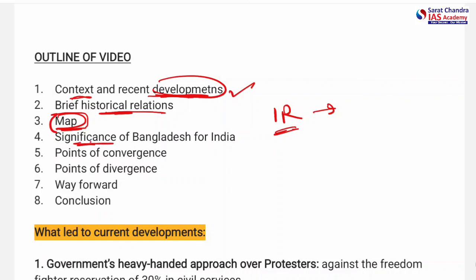Next we are going to discuss the significance: what are the convergence points between India and Bangladesh, that is, the positives of the relations. Second, we will discuss the divergence, that is, the challenges, especially in the context of the current relationship, what challenges are being faced. Then next is the way forward, and lastly the conclusion.